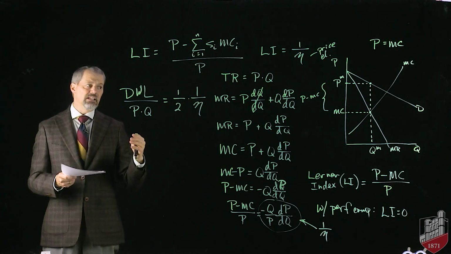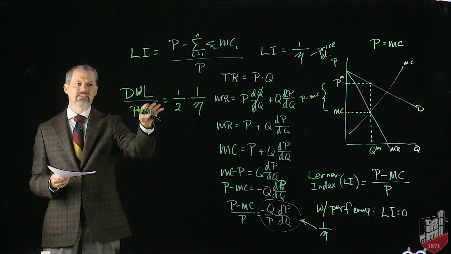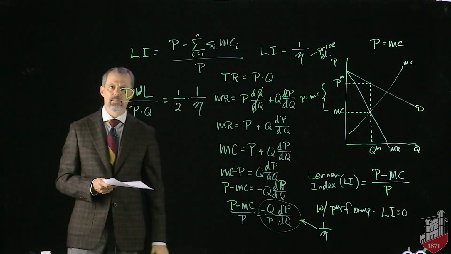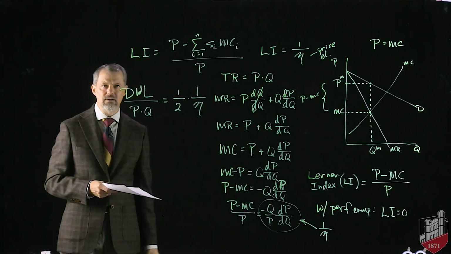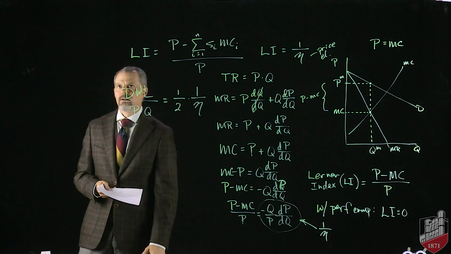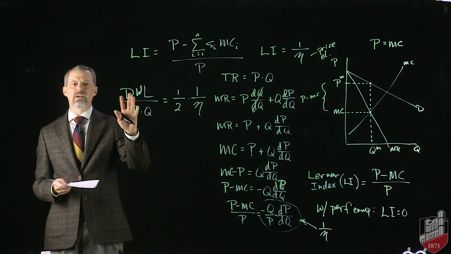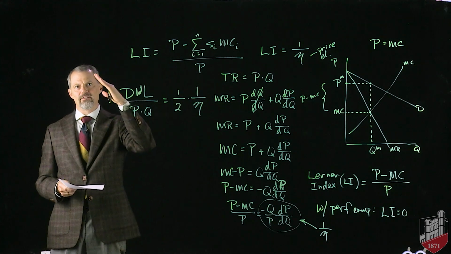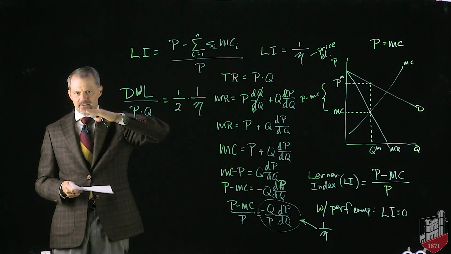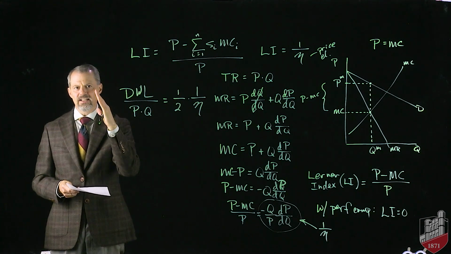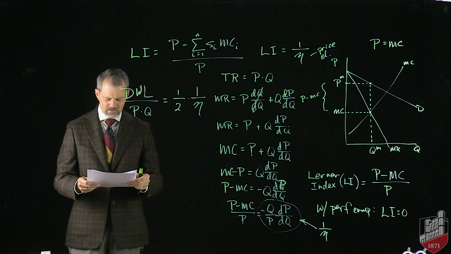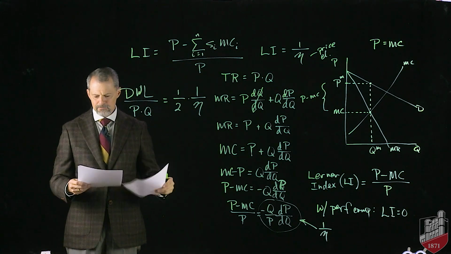So what we see is that the larger the elasticity of demand, the smaller the deadweight loss of monopoly. And again, that's not very difficult to understand, especially if you were to do what I just said and draw a picture of a market where you have a very elastic demand curve, a market where you have a very inelastic demand curve, and then think about what the deadweight losses would probably look like.